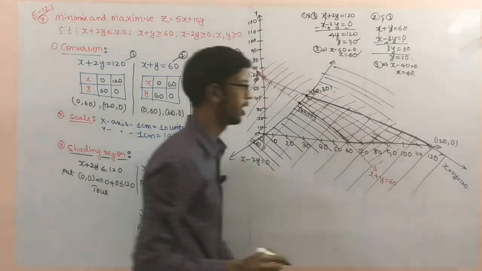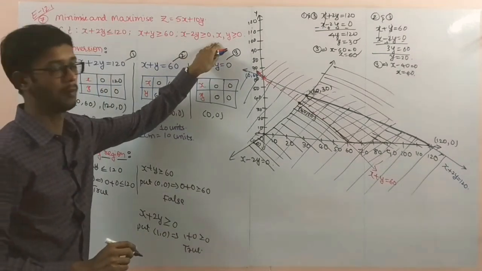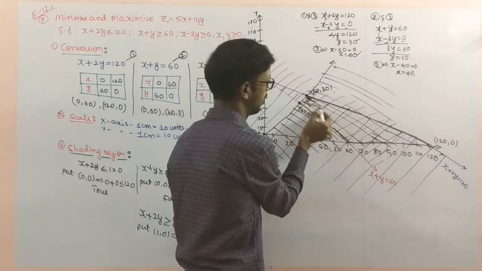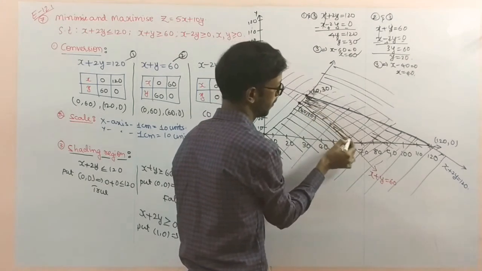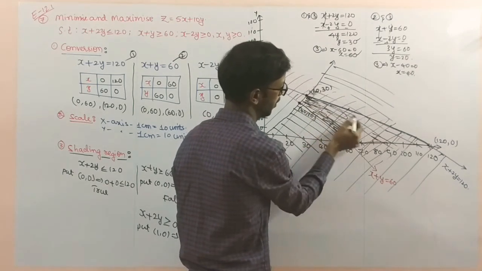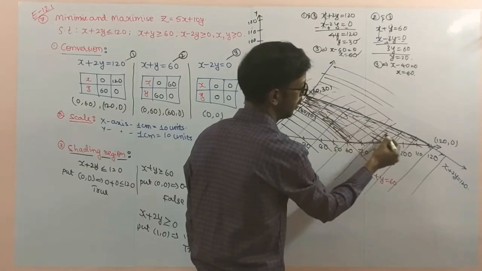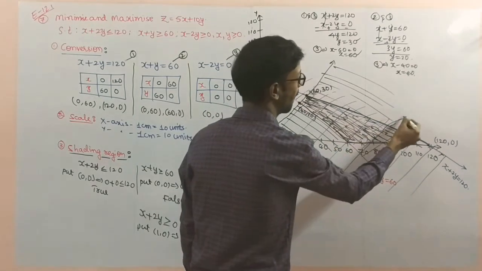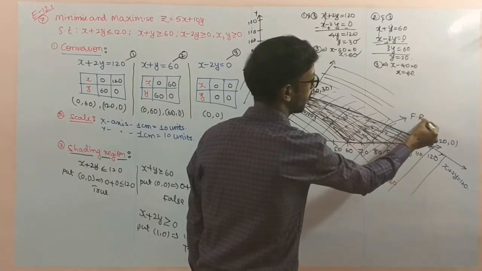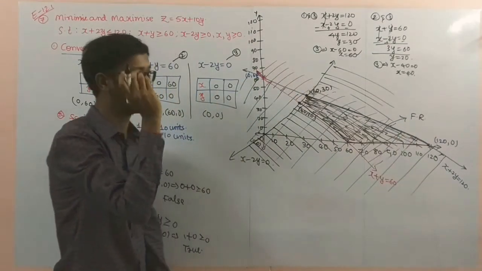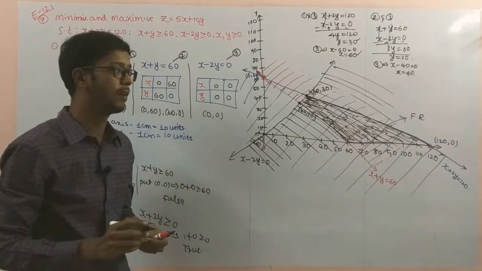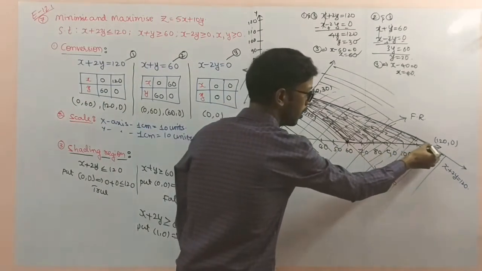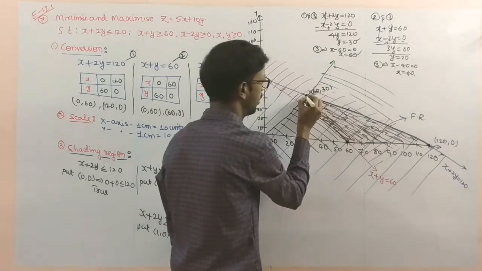In the first quadrant only, because of the non-negative constraint. This one is there, no? This one total is the feasible region now. So now, what are the boundary points here? This is one boundary point, this is one boundary point, and this one.